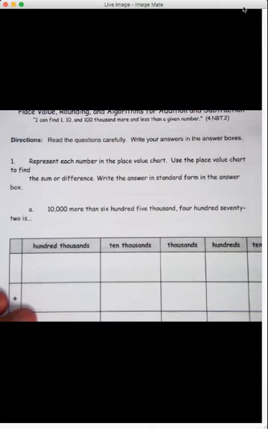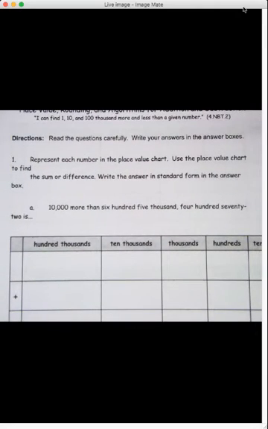So, as always, this is going to be similar to what your homework looks like for today. So, let's look at these numbers together. Number one says, represent each number in the place value chart. Use the place value to find the sum or differences. Write the answer in standard form in the answer box.